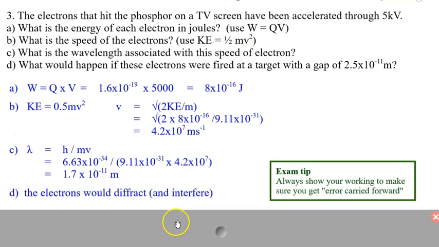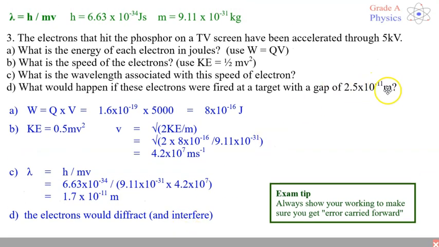Oh, it does, there we go, part D. It says, what would happen if they were directed at a gap of 10 to the minus 11? So it's the same order as the wavelength. So the electrons will behave as waves, they will diffract and interfere, which is what we'd expect to see in this case. Exam tip for this question: always show your working, especially on multiple stage calculations, because if you make a mistake right at the start, you're going to carry that through all the way, and you will get error carried forward even for incorrect answers, only if you show your comprehensive working out.